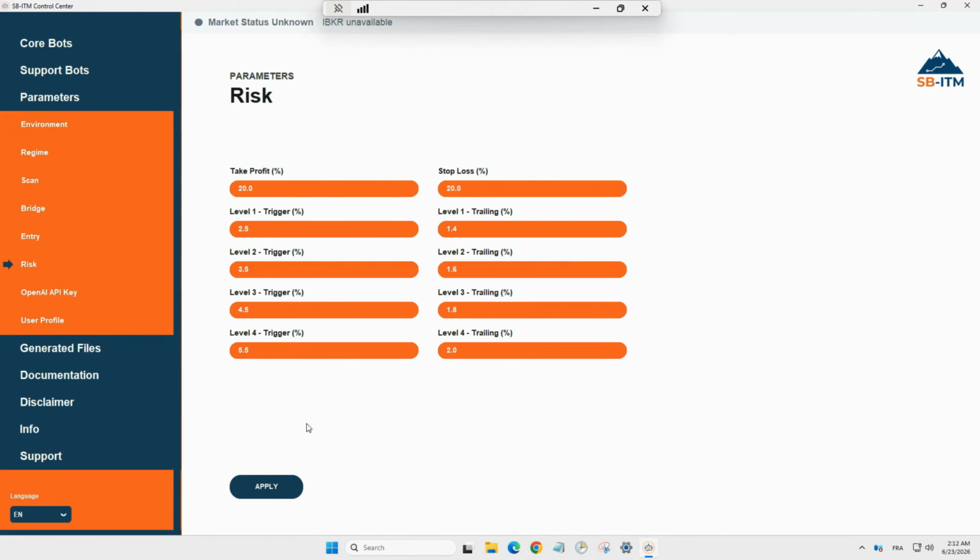For this demonstration, the default risk parameters are kept unchanged. The key point here is that the risk configuration is accessible directly from the control center before the trading session begins. This gives the user a clear view of the protection framework before the workflow starts.